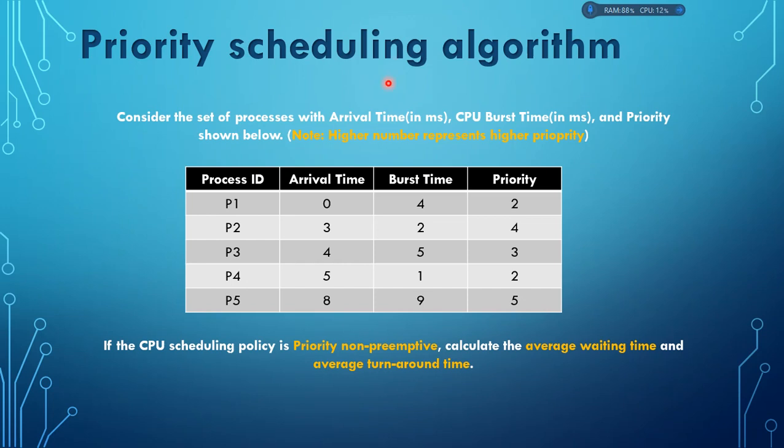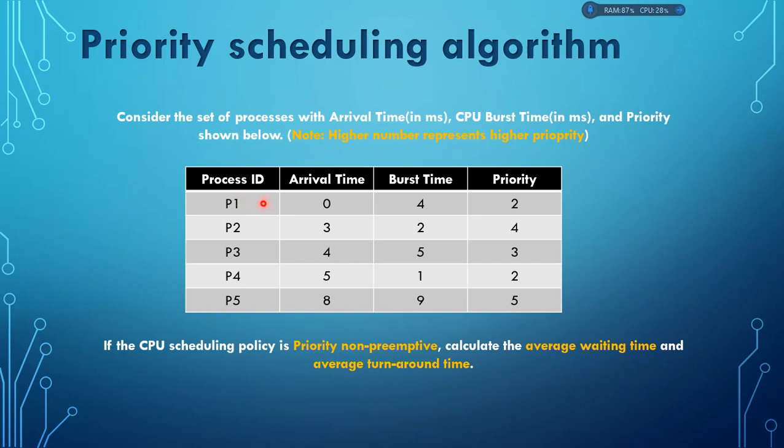Okay, so our topic is the priority scheduling algorithm of the CPU. There's a problem here. Consider the set of processes with arrival time in milliseconds, CPU burst time in milliseconds, and priority shown below. Note that the higher number represents higher priority. We have the process ID, the arrival time, the burst time, and the priority.